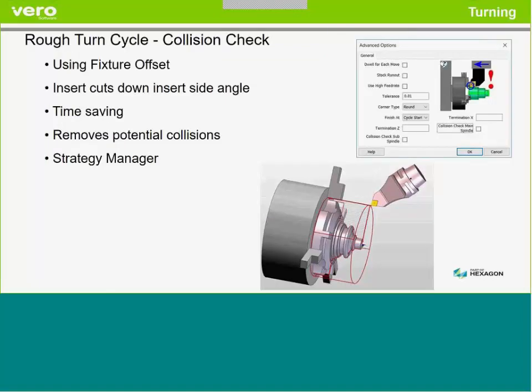Inside the rough turning cycle, we'll now find that we've got collision checking. So this again is a big time saver. We don't have to manually see where the toolpath is going. Edgecam's going to automatically remove and make a toolpath safer.